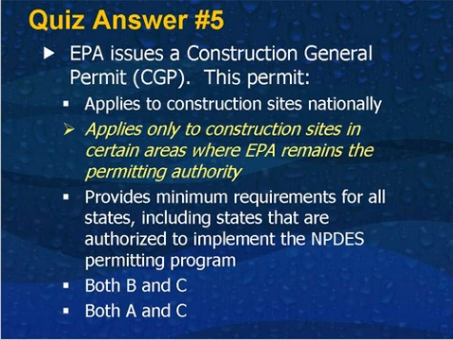This permit, and the first option was, applies to construction sites nationally. The second option, which as you can see there is the correct answer, applies only to construction sites in certain areas where EPA remains the permitting authority. And then you have some other options, particularly the next one, which asked you if EPA CGP has any implications for an authorized state. So let's see how people did with answering this.